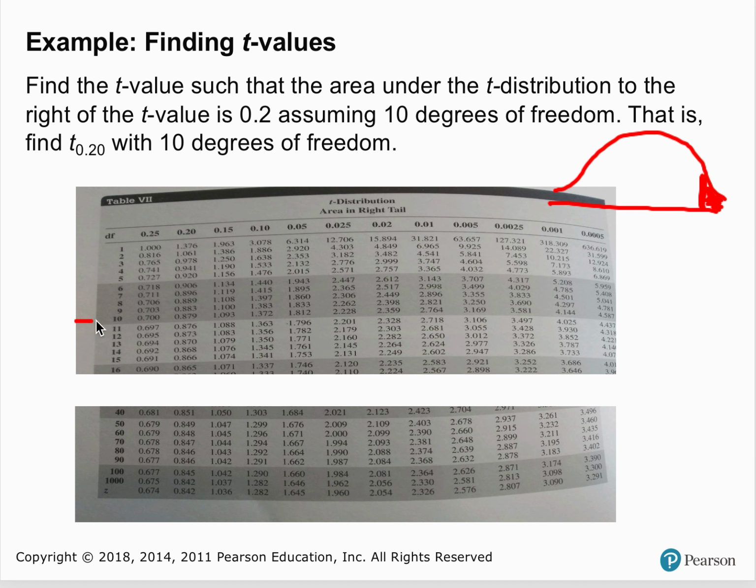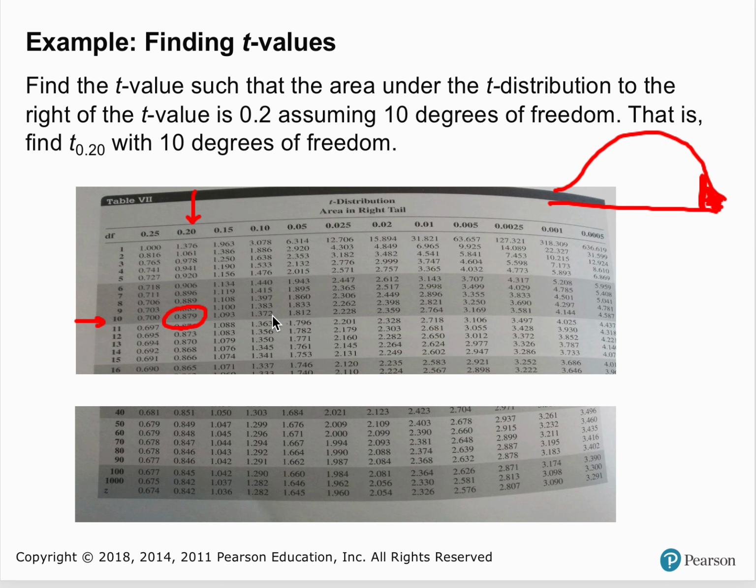So here's my degrees of freedom. Oh, look, it's right on that dark spot, and I'm going to go over to 0.2, because this is automatically to the right. So be careful whether you're using your Z chart or T chart. Okay, and I'll see that that intersection is 0.879.